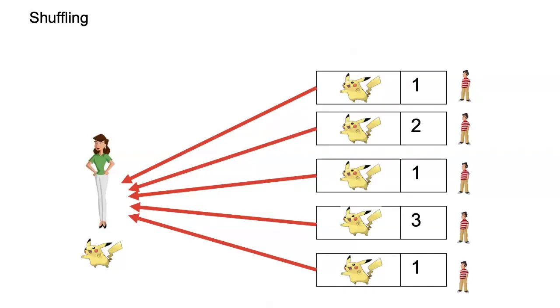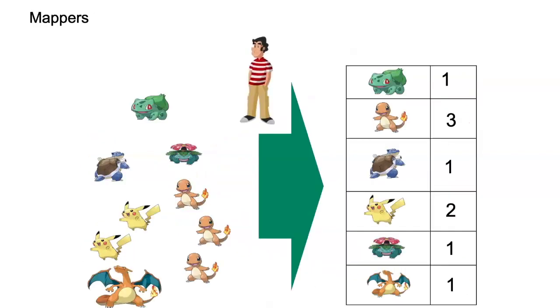Then we have the reducers. The goal of the reducers is first they get the intermediate results. These are intermediate results, right? What the first volunteers did when they wrote these Pokemon integer pairs. Then there is a shuffling.